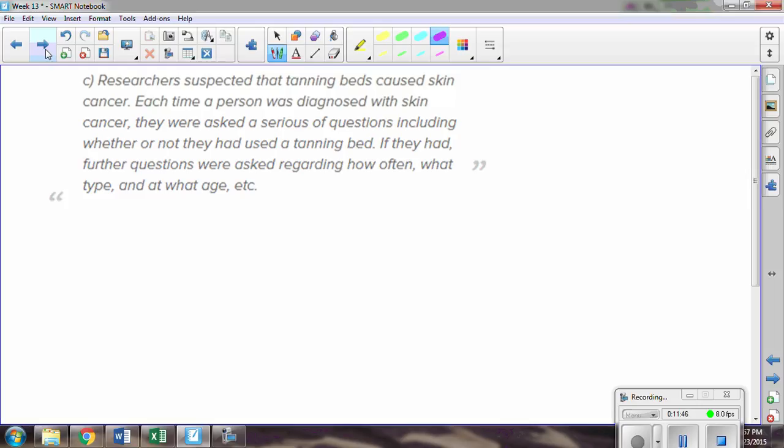Was this being done to part of the group who had skin cancer or everybody who had skin cancer? Everybody. Each time somebody was diagnosed, they asked them the questions. So given that this is happening to everybody who gets skin cancer, that makes it a census. Now we will continue and answer the other question. Is this an experiment or is it an observational study?